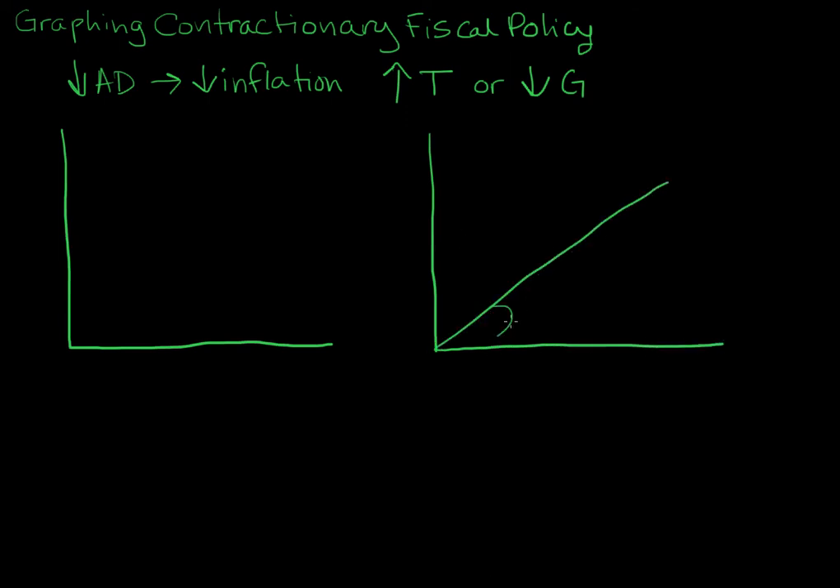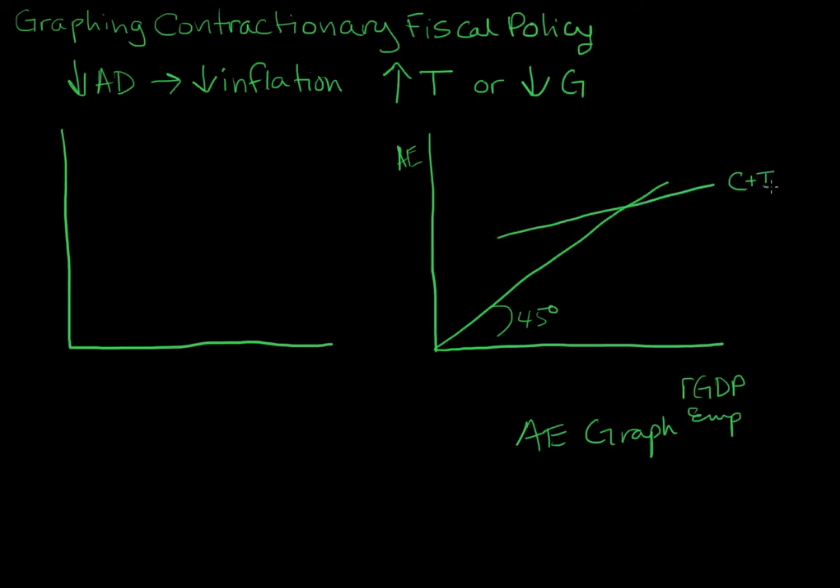Again, the aggregate expenditures graph uses the 45-degree line, and we have aggregate expenditures on this axis. We have real GDP and employment on this axis. We plot our level of aggregate expenditures, and where it intersects the 45-degree line is our level of output.